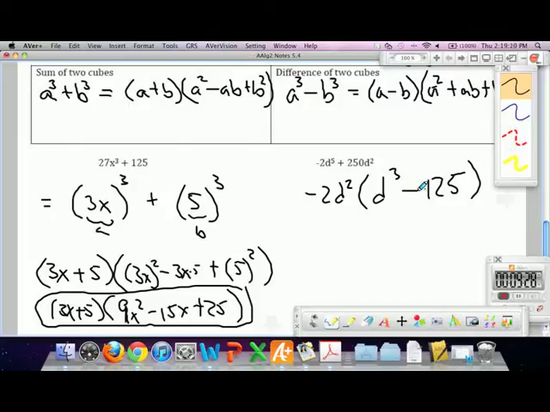Difference of two cubes, a minus b: d minus 5. The cube root of 125 is 5. And then a squared plus ab plus b squared, or d squared plus 5d plus 5 squared, which is 25.